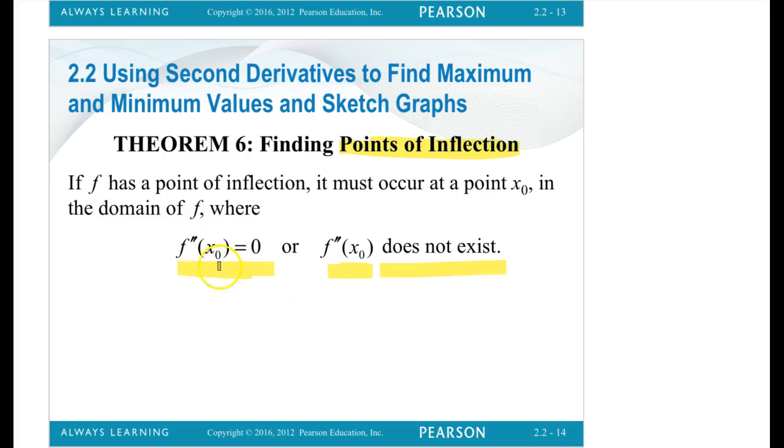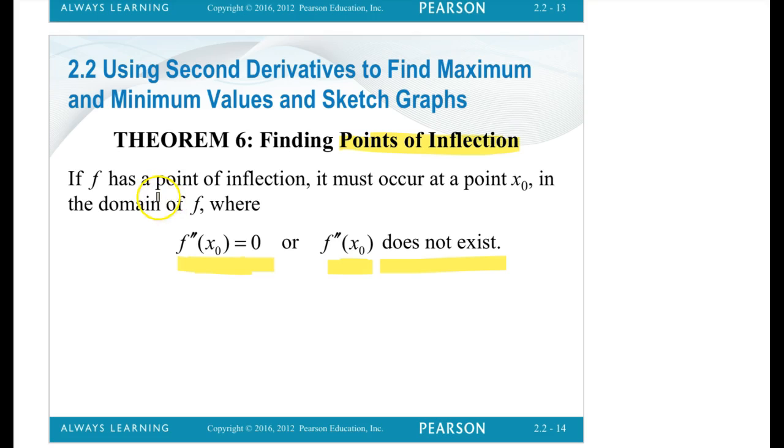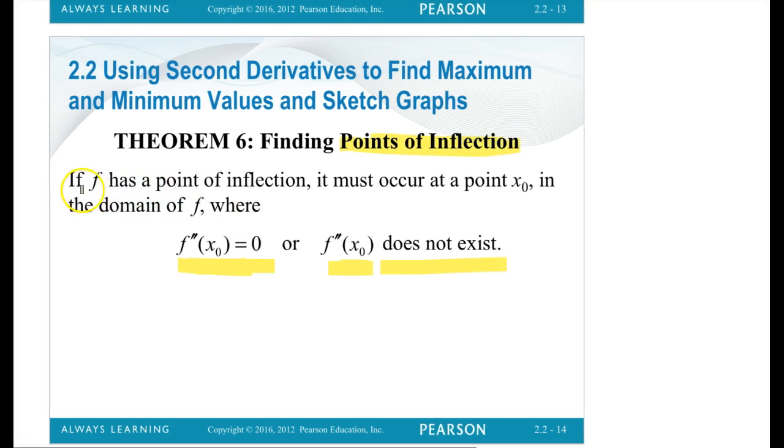So we find a place where f double prime equals 0. It may have a point of inflection. Again, if f has a point of inflection, it must occur at this value, where f double prime equals 0. And a point of inflection, again, is where it changes concavity, which we talked about in the introduction video.